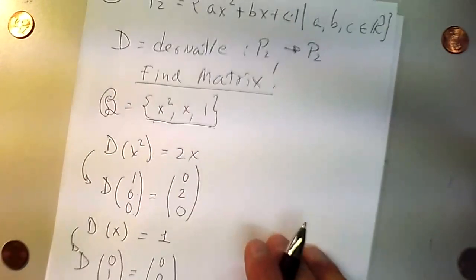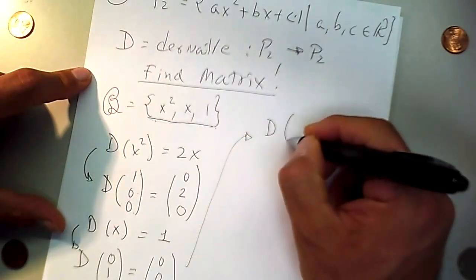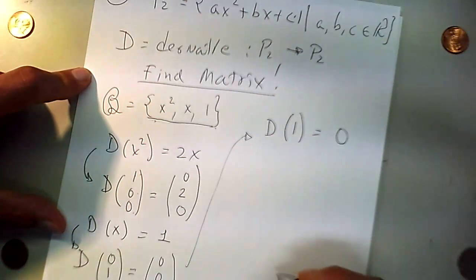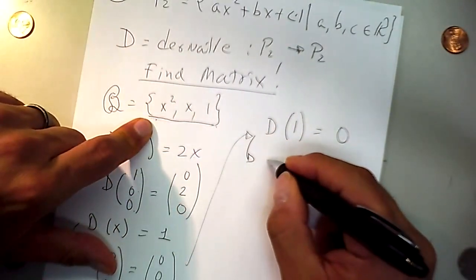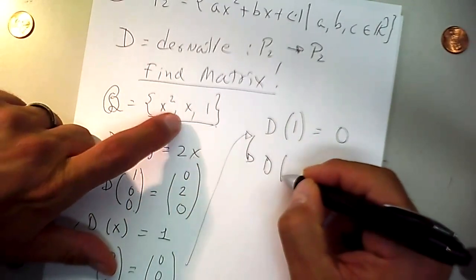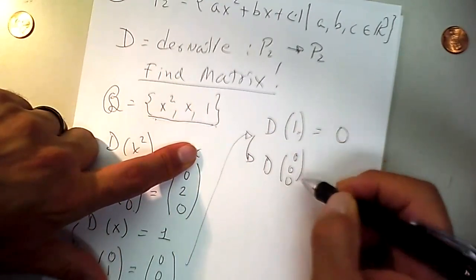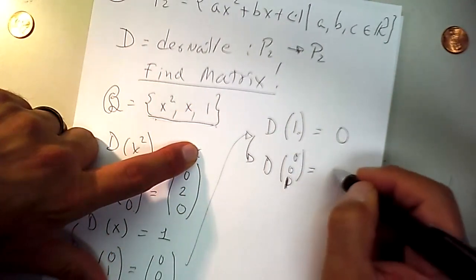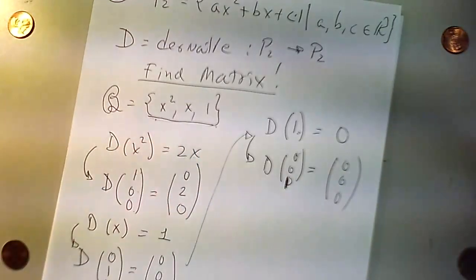I cannot squeeze it in here, so I'm going to continue up here. So we have to do d of 1. What is the derivative of the number 1, or the function 1? 0. Everybody knows that. In terms of this polynomial, we have (0, 0, 1). That means no x squared, no x, just the number 1. The derivative of that is 0, which is (0, 0, 0): no x squared, no x, no constant.